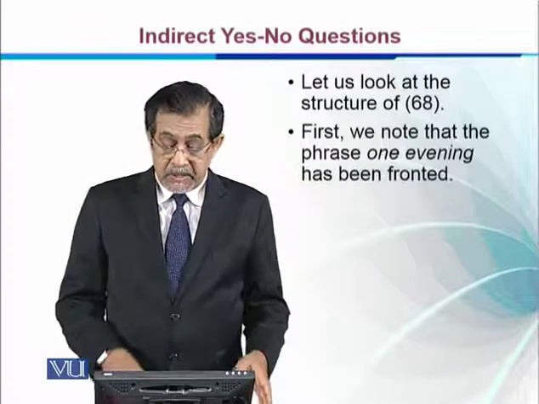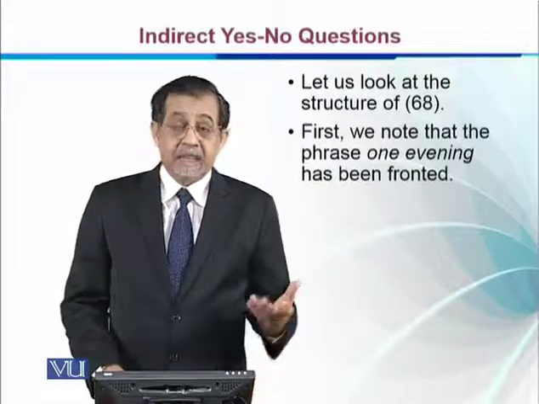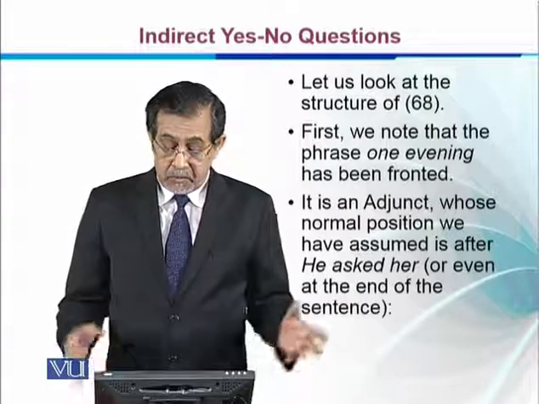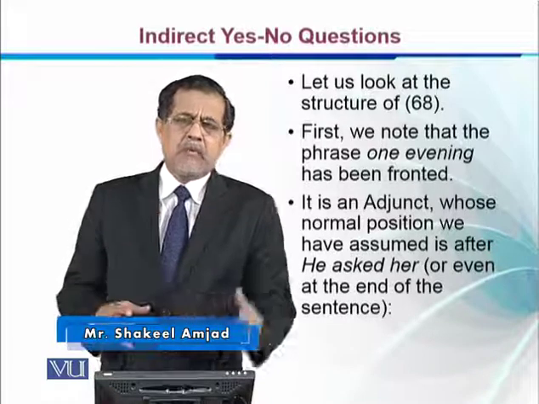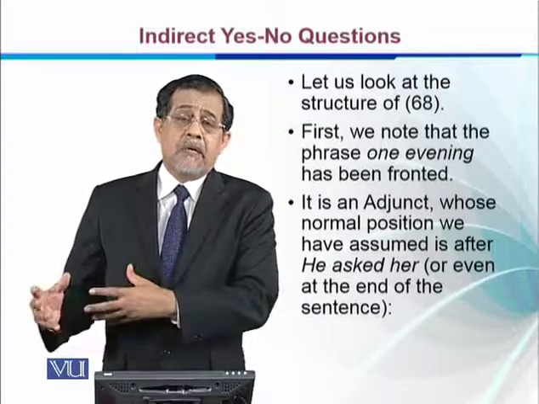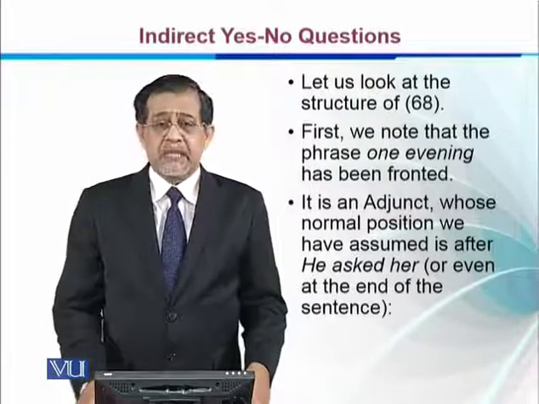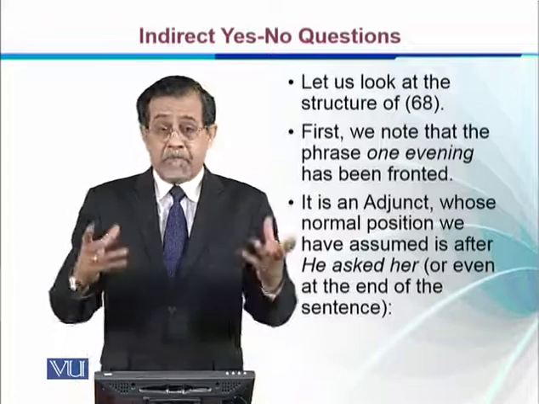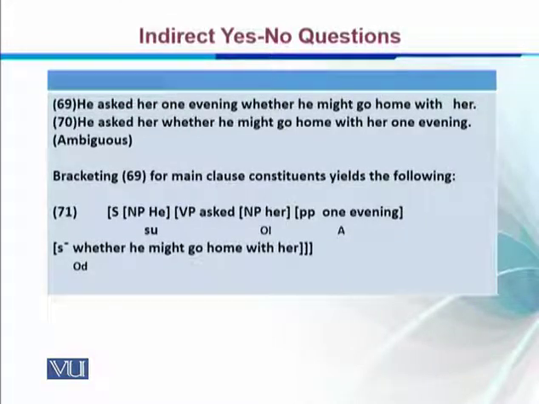So let's look at the structure. We note that the phrase one evening is fronted, right? Because it's an adjunct. Its normal position is after he asked her, or we can take it to the end of the sentence, but that can create ambiguity. So: he asked her one evening whether he might go home with her. We can also say: he asked her whether he might go home with her one evening.